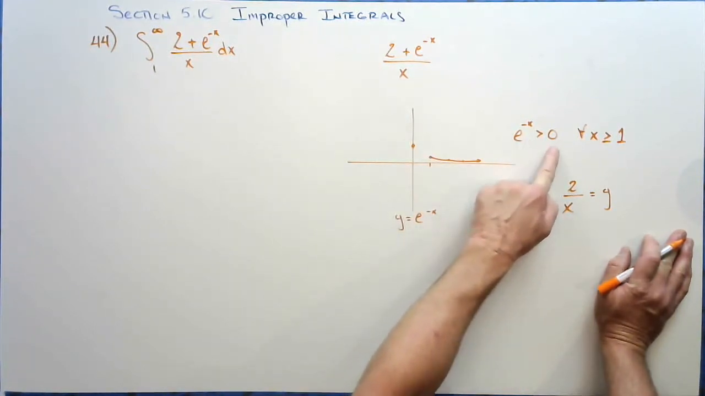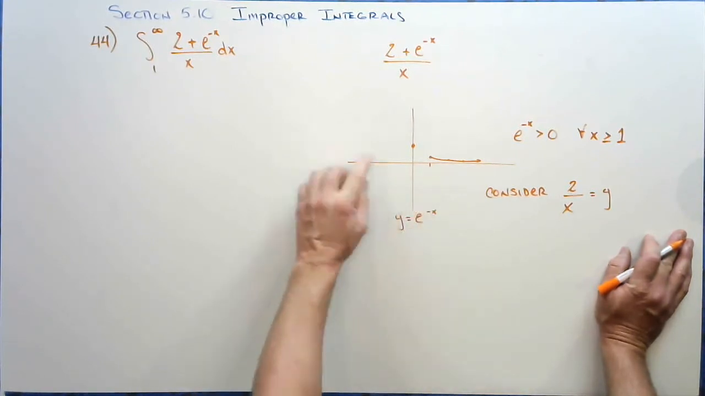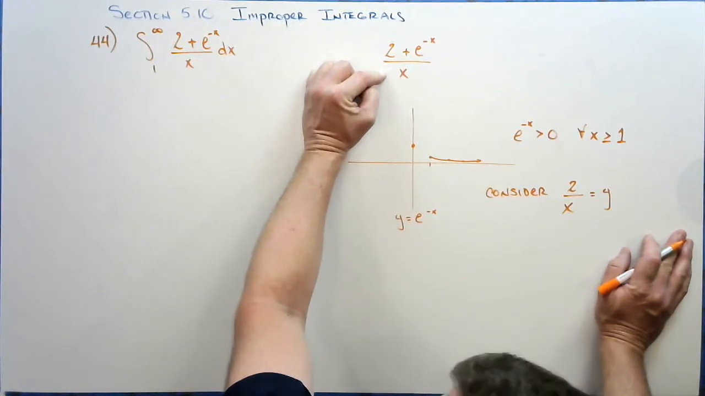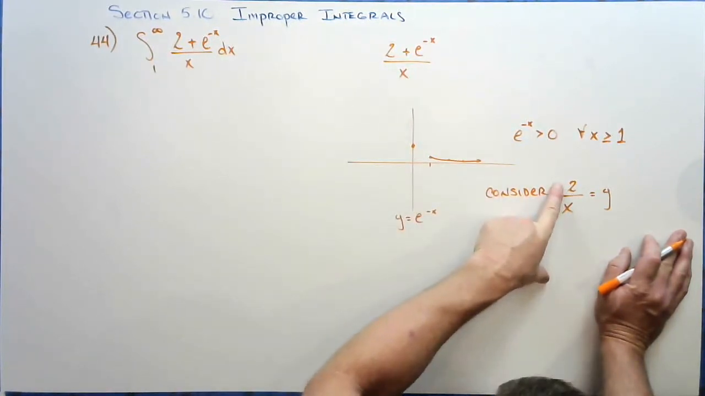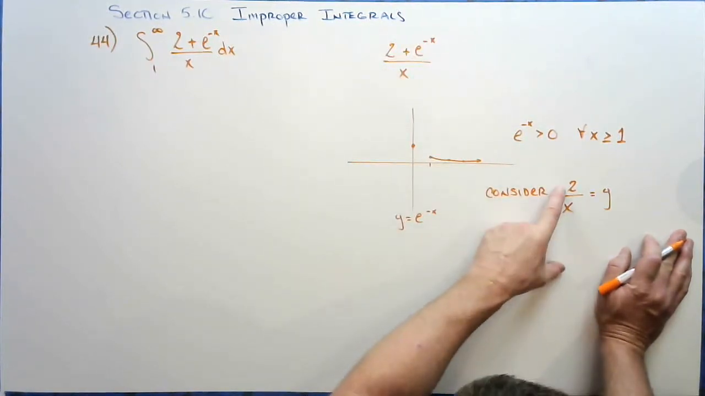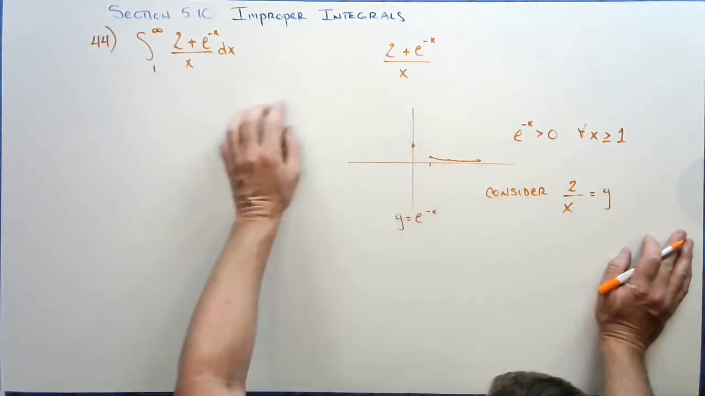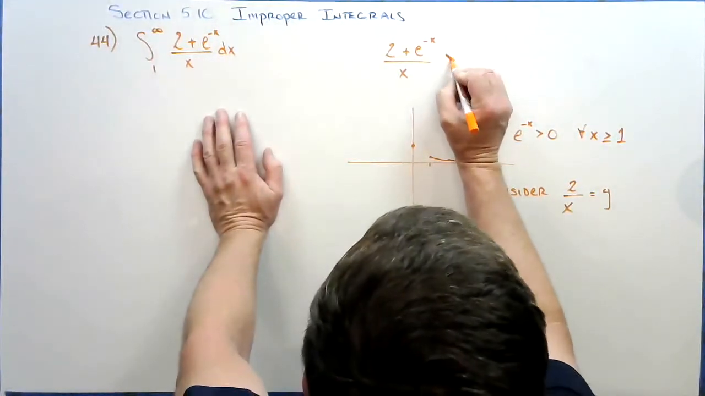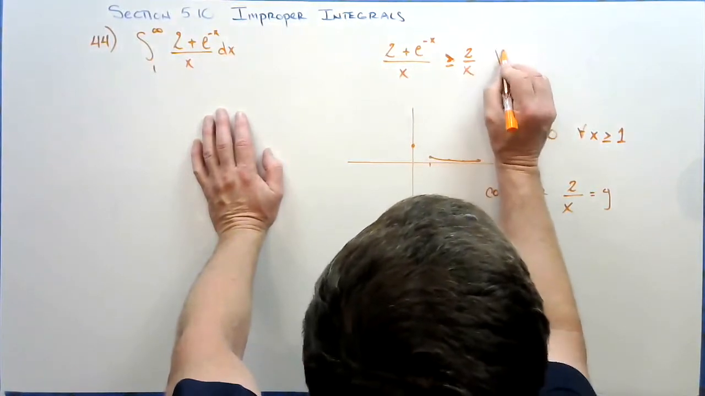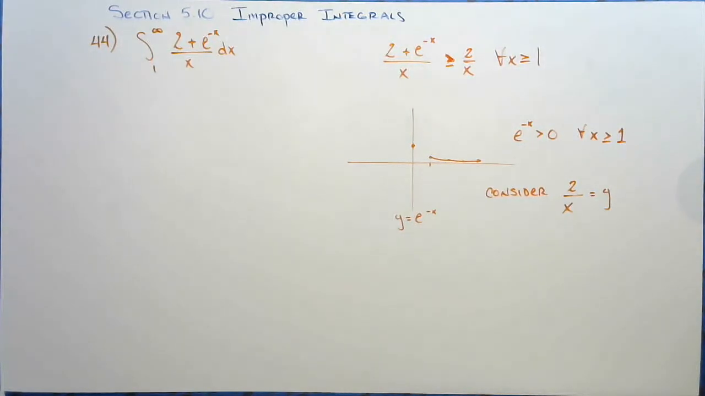Well, e to the minus x is a positive number. It may not be very big, but it's a positive number. And this numerator is bigger than this numerator, because e to the minus x is positive, so 2 plus something is going to be bigger than 2, because that something is positive. The denominator is the same thing. So we can say that this function is greater than or equal to this function for all x greater than or equal to 1. Now, how does that help me, you may ask?